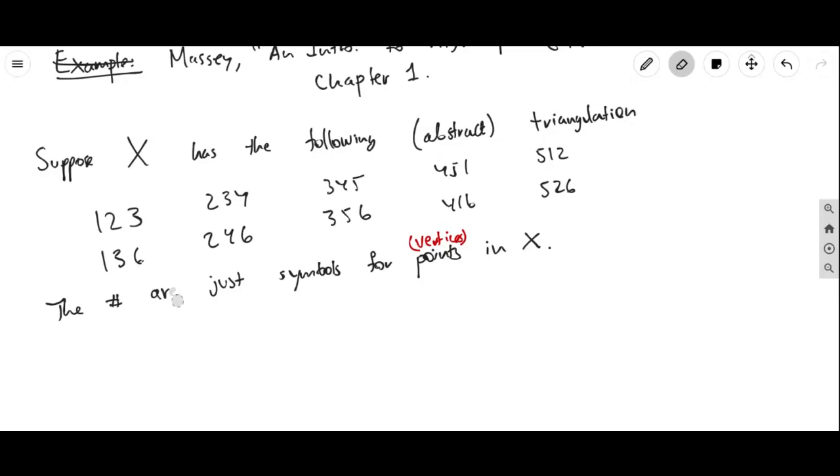So you have all of these numbers. These are your labels. And these labels are supposed to represent points in X. So these are some points in X. So 1 is some point in X. And 1, 2, 3 is supposed to represent a triangle. Again, this is an abstract triangle, something you cannot see. This is an abstract triangle that contains the vertices. Its vertices are these points 1, 2, 3.